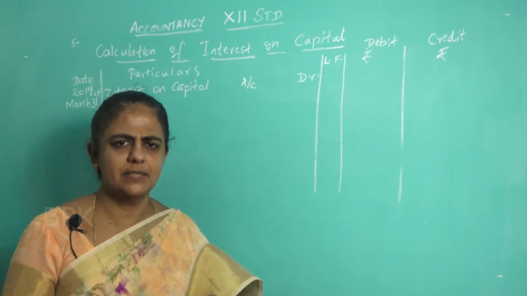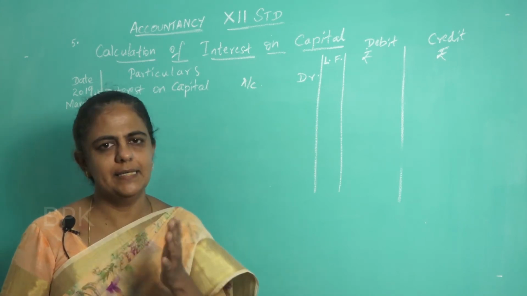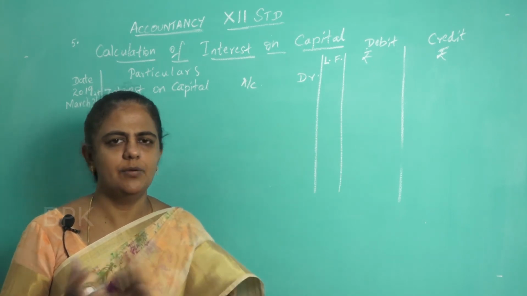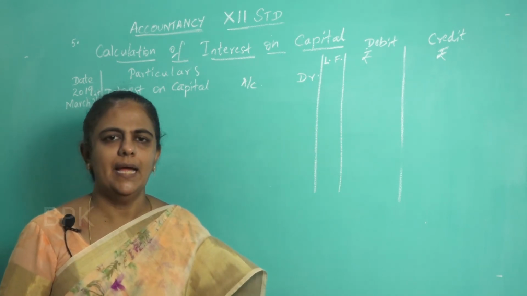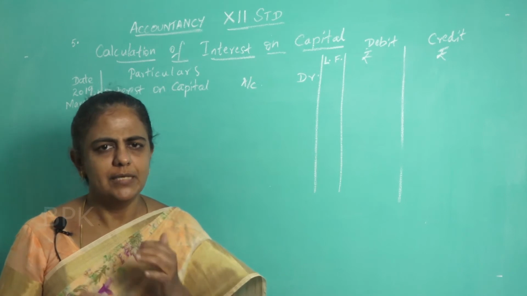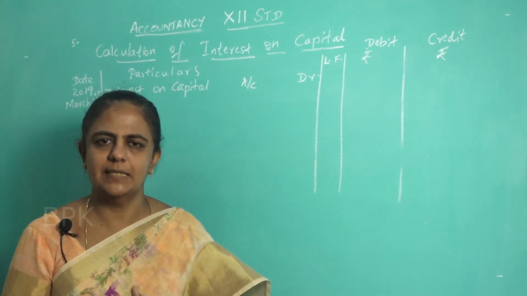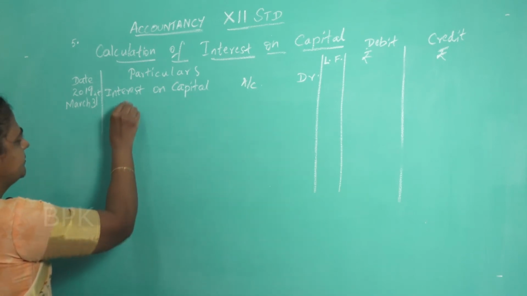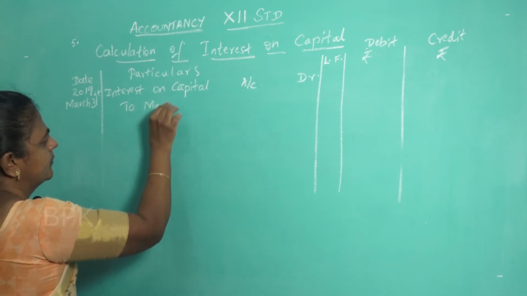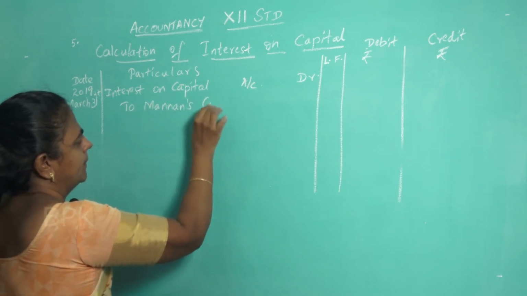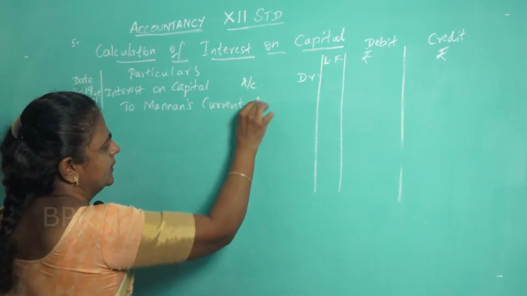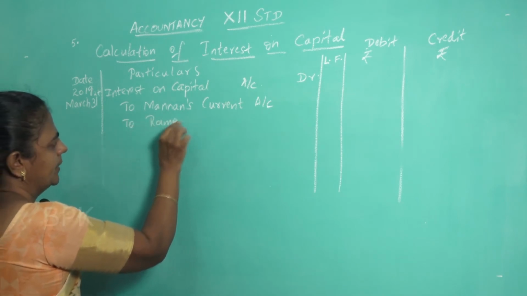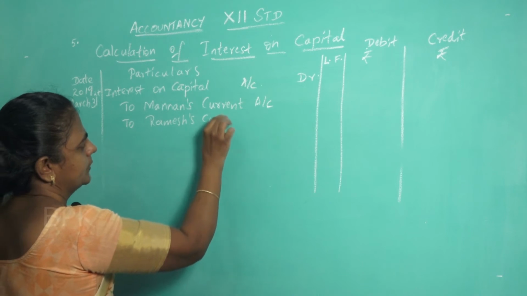So when it is given in the question as current account balance, then it is understood that it is taken to the partner's current account only and not to the partner's capital account. Suppose nothing is mentioned, then you can take it to the partner's capital account. And this current account balance, nothing to worry about, you just neglect it. So when you are writing the journal, you write like this: interest on capital account debit to Mannan's current account. Since the word current account is mentioned there, we are using current account. And Ramesh to Ramesh's current account.